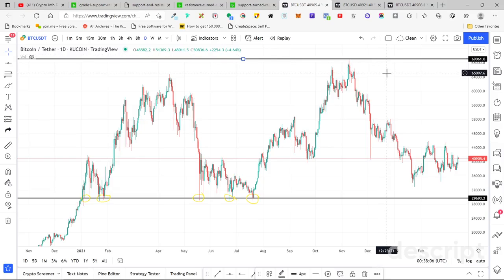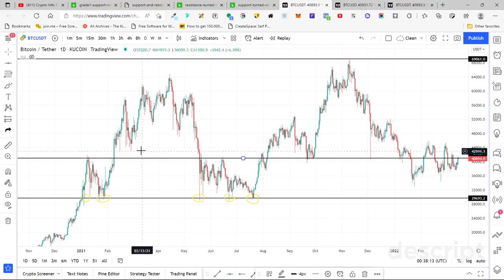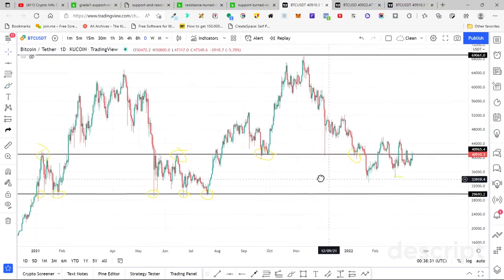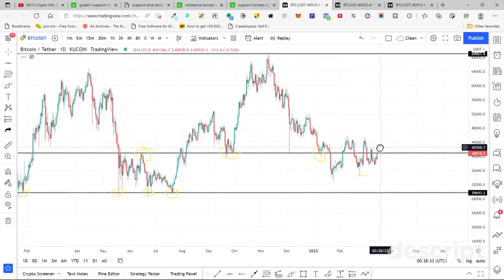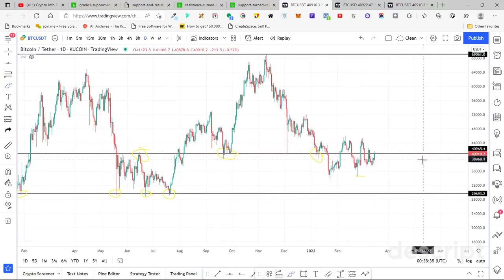Now let's see if we can find some other ones. So we see that right about here is a pretty solid one because we've got a touch point here and a touch point here and several touch points right here and another touch point here. And even right this minute, as I record this video, we can see that this is the point of resistance as the Bitcoin price tries to go above that.